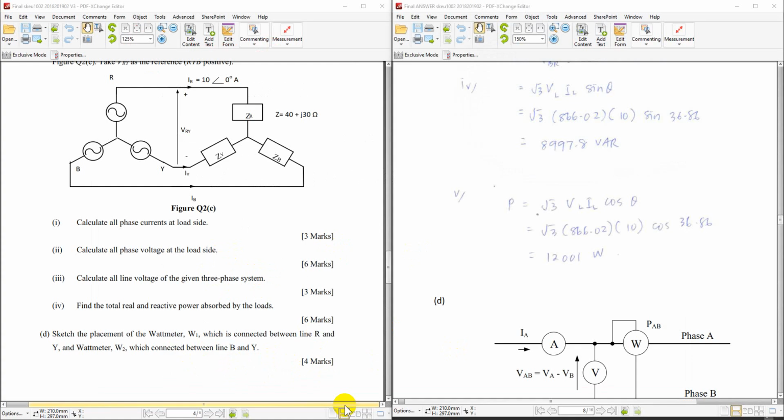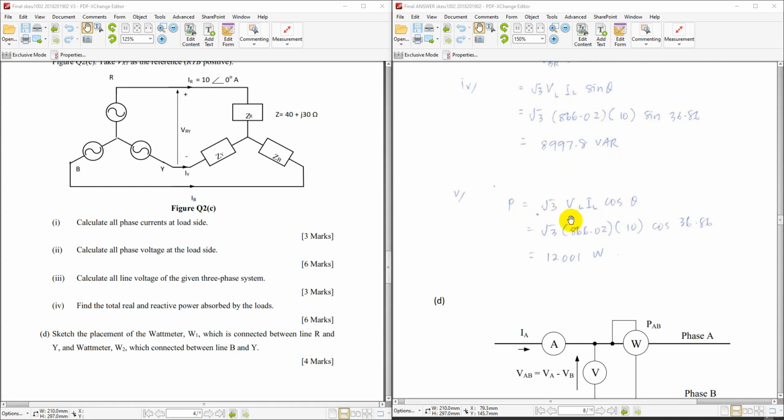So I give you a last exam question. This one was previously discussed. We stopped here at 3. Now we continue at number 4. So here we use the V line, I line formula. If you use this formula, don't forget to use square root 3 instead of 3. So you just insert the value, and that's it. And for real power it's also the same.